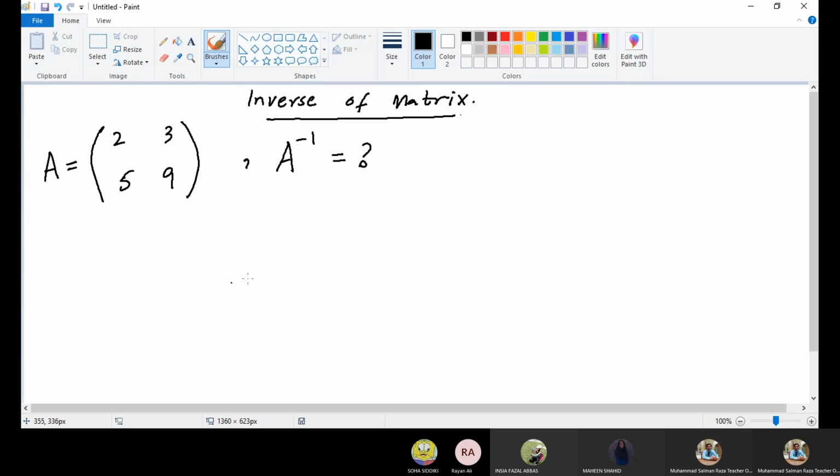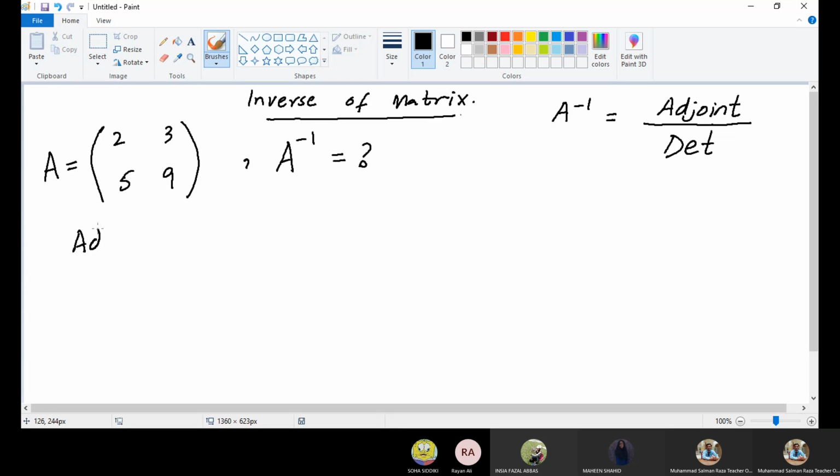There are two things. The formula for the inverse has the adjoint on the upper side. What is adjoint? I'm going to tell you in my lecture. The adjoint, and the next thing is the determinant. The short form is DET. It is the determinant. So how to find the adjoint of any matrix, we are going to find it over here.